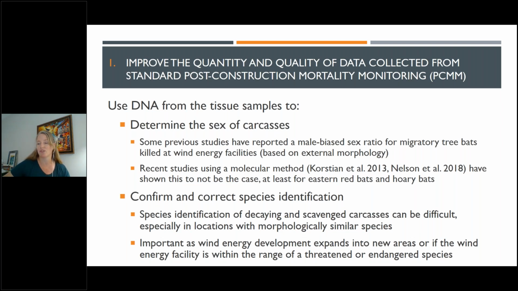So this can be challenging when you've got decaying and scavenged carcasses, especially in locations where you've got morphologically similar species like those southern and northern yellow bats that I showed you at the beginning of the presentation. And it's also important as wind energy development expands into new areas where maybe we don't have as good of an understanding of the bat community in that location, or if the wind energy facility is within the range of a threatened or endangered species, and it's particularly important to know if this take was of an Indiana bat or another Myotis species.